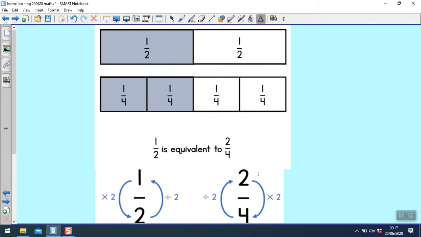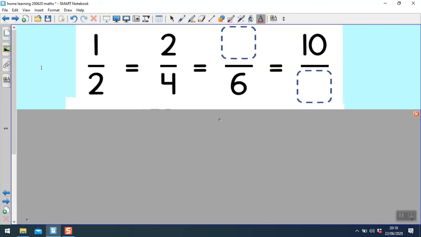So when you're thinking about fractions that are equivalent to 1/2, the denominator is always twice as big as the numerator. The numerator is always half the size of the denominator. Now, using that idea, I'd like you to think about which numbers are in the gaps. Pause the video while you work out the missing numbers.